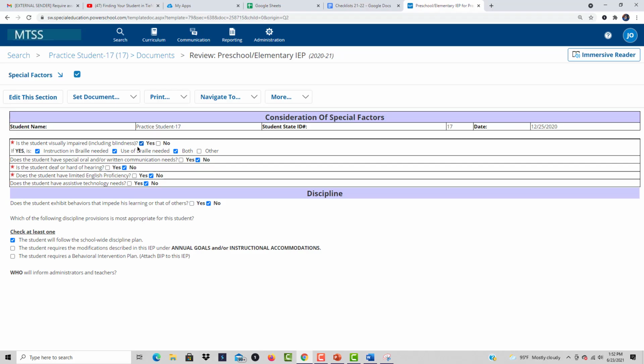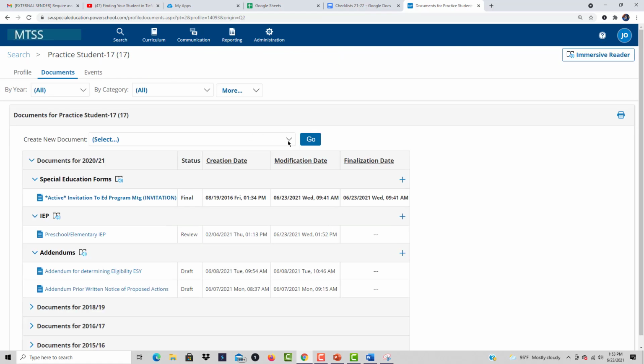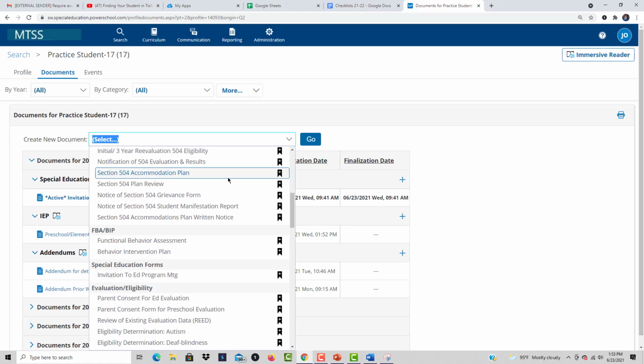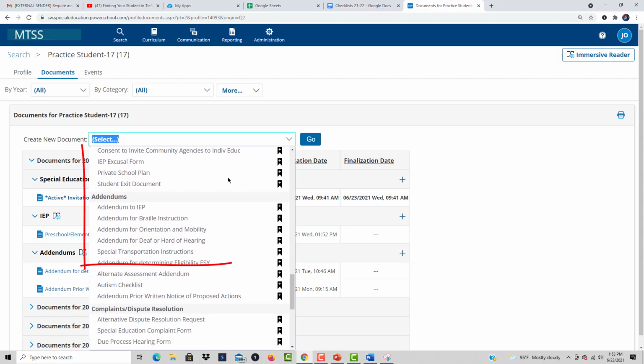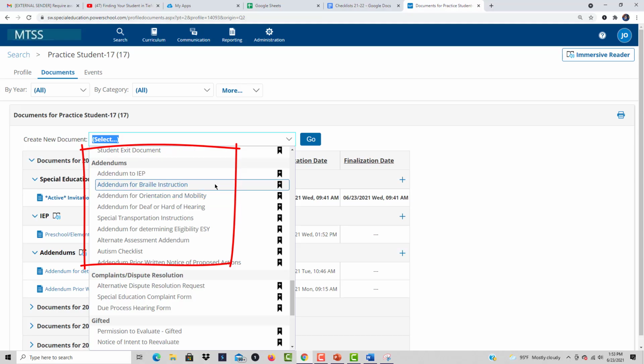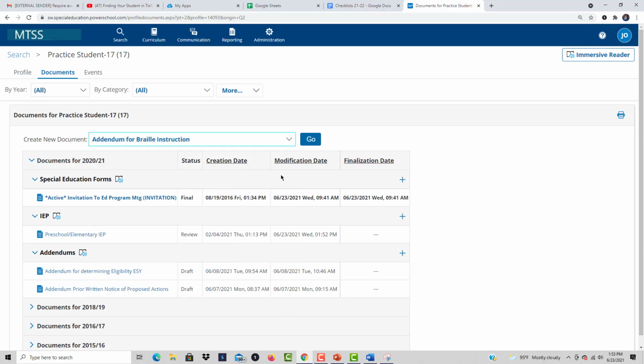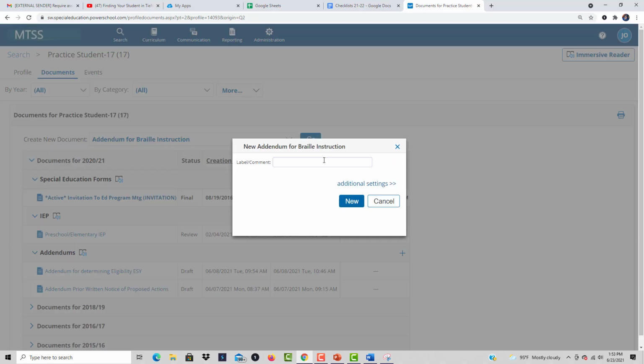of this document. So I take my breadcrumb trail back to Documents. I go to Create New Document. Scroll on down till I find Addendums. And this one is Addendum for Braille Instruction. So any student who's visually impaired, who might be blind, who might be deaf and blind, or might also have that as a secondary, they need to have this addendum.